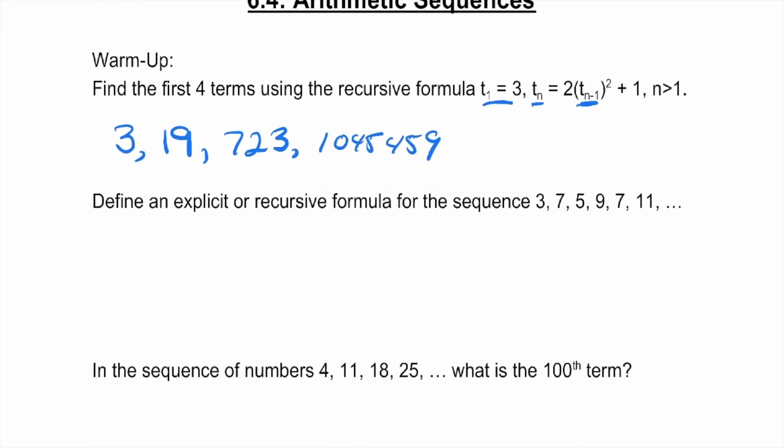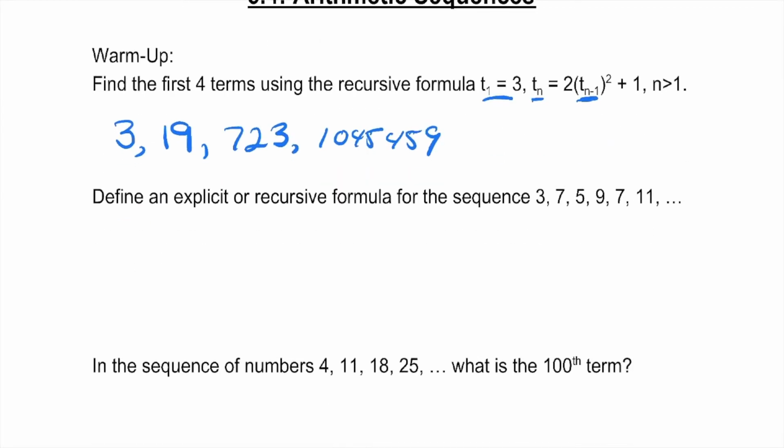Here we're given a sequence, 3, 7, 5, 9, 7, 11, and we're asked to come up with either an explicit or recursive formula. This one looks a bit tricky because we can't establish a simple pattern between 3, 7, 5. It seems like it goes up 4, goes down 2, goes up 4, goes down 2. So that's the general pattern that we could see. But how could we come up with a recursive formula or an explicit formula?